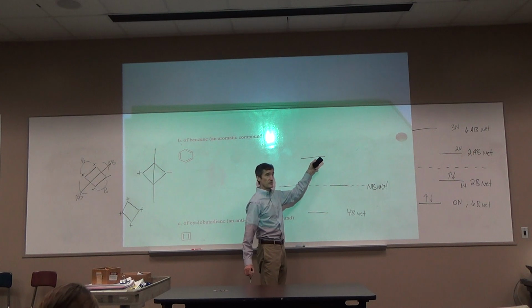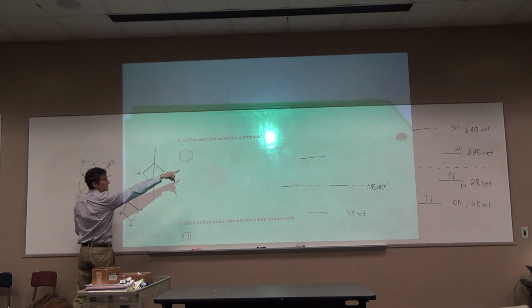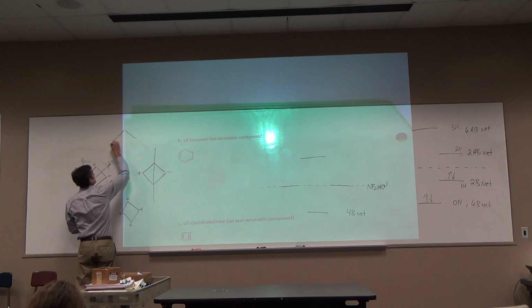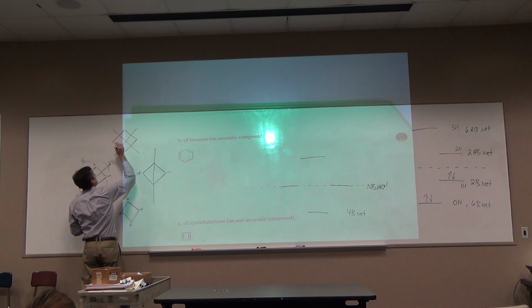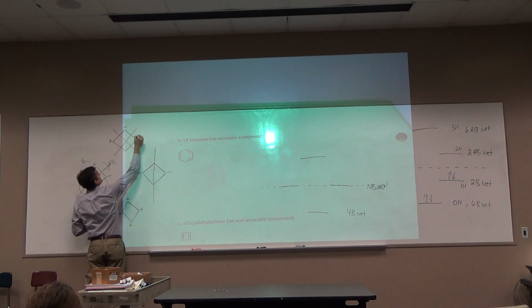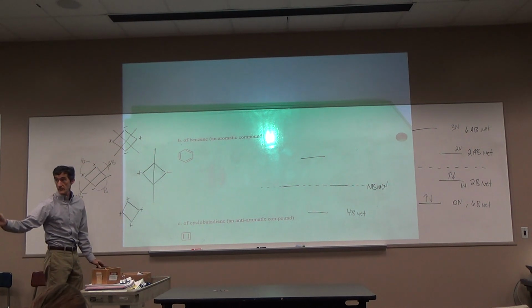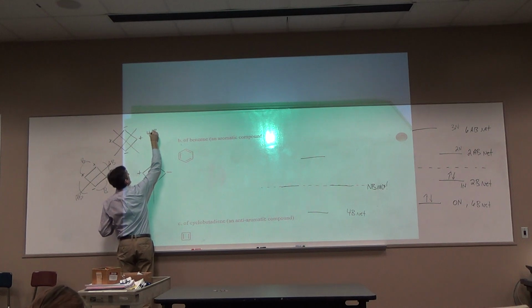0, 1. How many nodes for this one? 4. How many nodes for the top one? 2 nodes. Put one here and here. If that's plus, having minus, plus, minus, what's the net here? 4. Everybody here with me? 4 anti-bonding net.